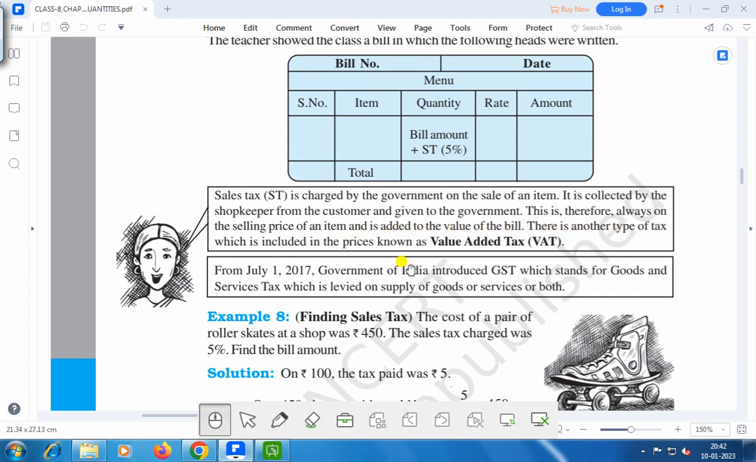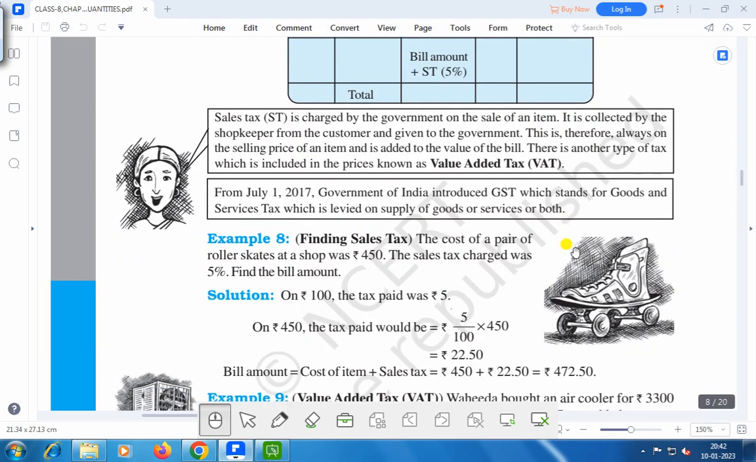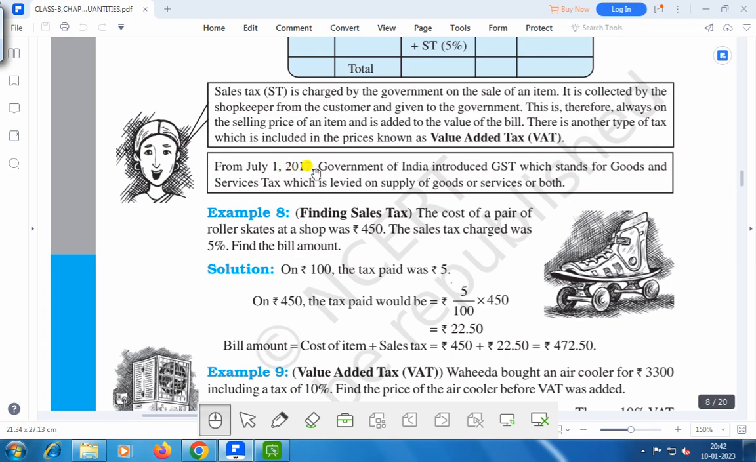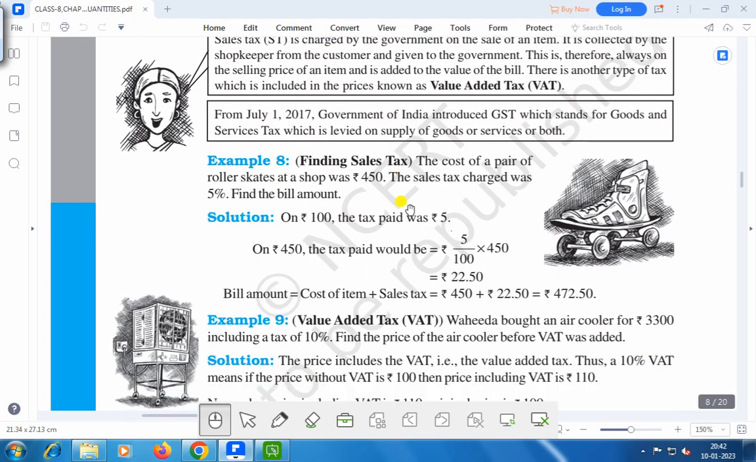There is another type of tax which is included in the price known as the value added tax or VAT. From July 1, 2017, Government of India introduced GST, which stands for Goods and Service Tax, which is levied on supply of goods or services or both.